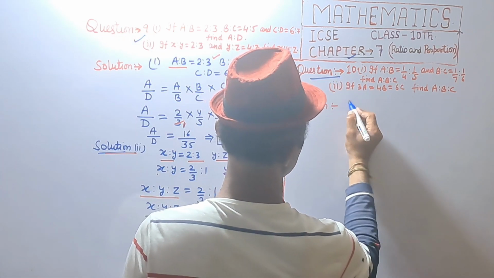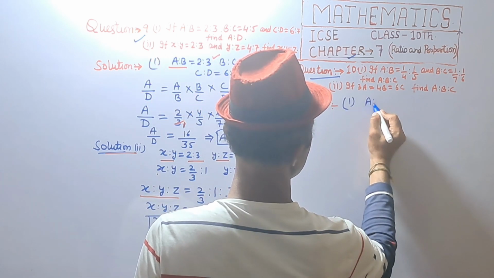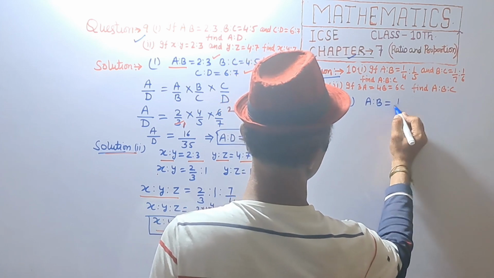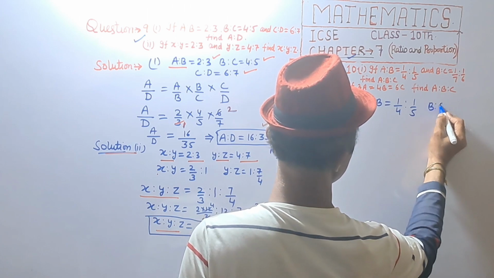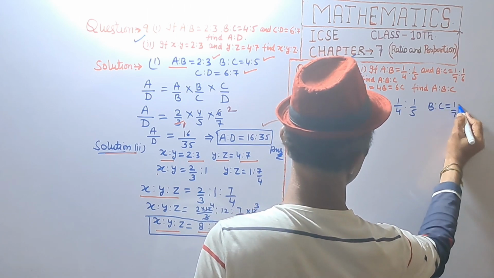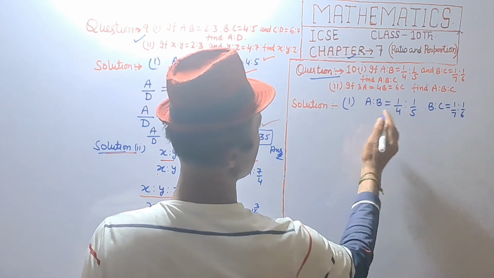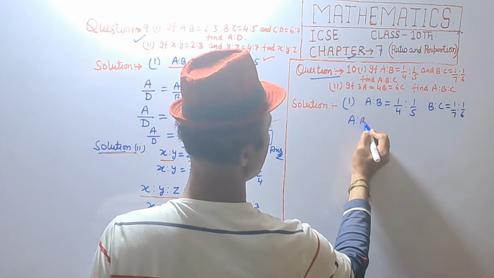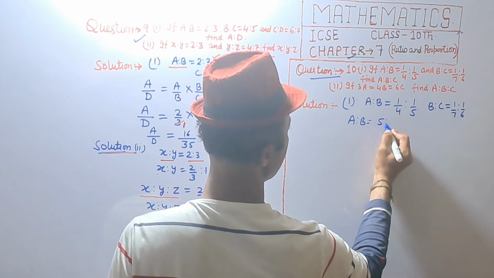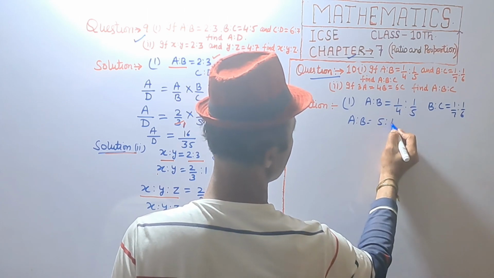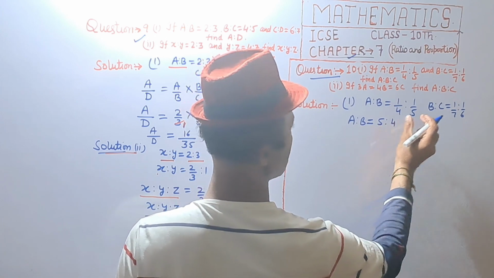Question number 10, first part. Solution. A ratio B is equal to 1/4 ratio 1/5, and B ratio C is equal to 1/7 ratio 1/6. LCM. So A ratio B is equal to 20, and 20 divided by 4, that is equal to 5, ratio 20 divided by 5, that is equal to 4. A ratio B is equal to 5:4.